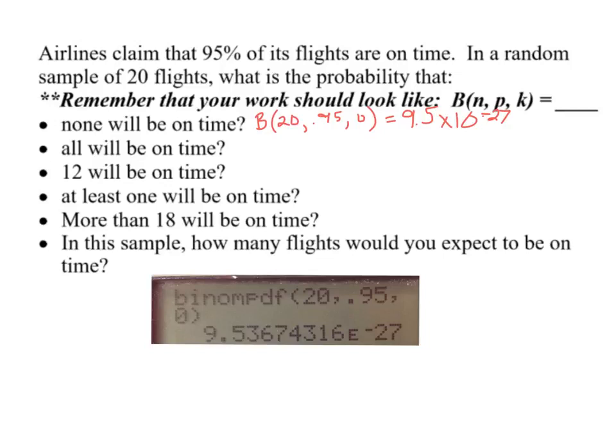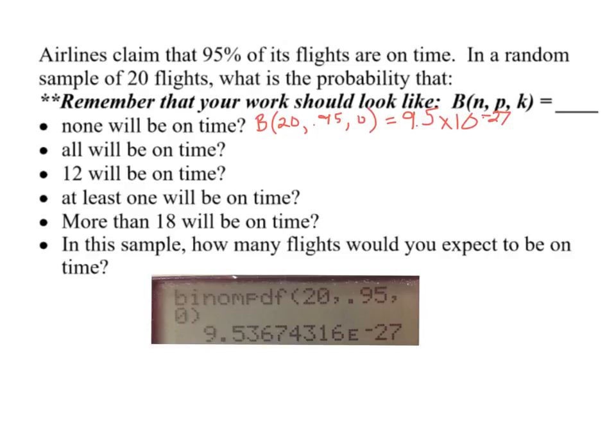Okay? What's the probability that all will be on time? So now, all that's really going to change is we're going to change this setting to be binomial 20, 0.95, and all 20. So we would just simply change that 0 to be a 20. We get 0.358.